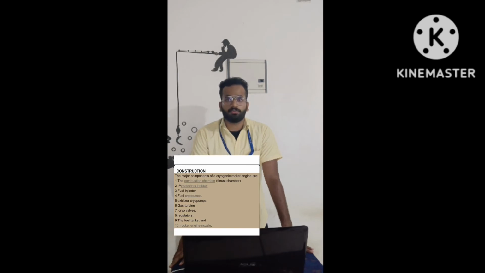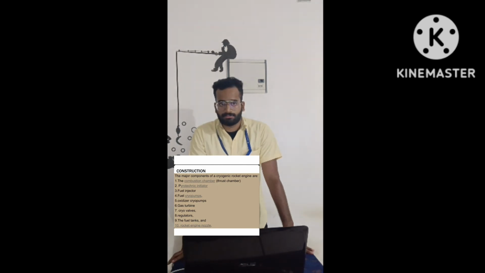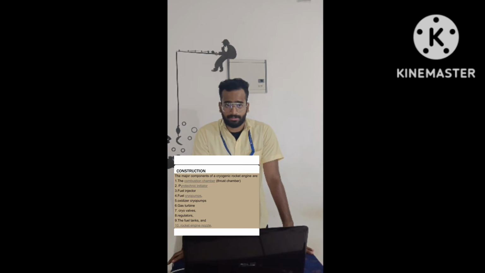Now we will describe the construction of the cryogenic engine. The major components of cryogenic engines are the combustion chamber, cryotechnic igniter, fuel injector, fuel cryo pump, oxidizer cryo pump, gas turbine, cryo valve, regulator, the fuel tank, and the rocket engine nozzle.